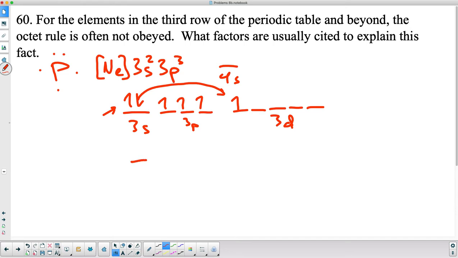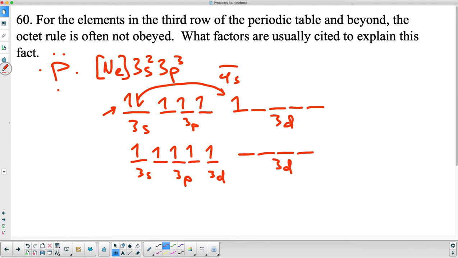So now I have a 3s spot, 3 3p spots, and 1 3d spot. This is called a hybrid orbital. The 3d still has 4 other spots that are unoccupied.